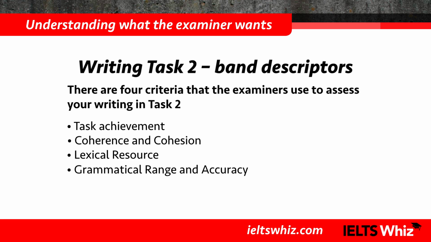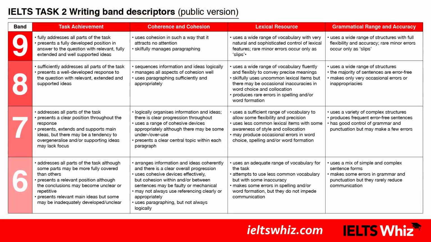These 4 criteria are then broken down further into what are known as band descriptors. The band scores range from 0 to 9. 0 being the lowest score, which means there was no attempt to answer the question or it was completely memorized, and 9 being the highest score. Here's a copy of the Task 2 writing band descriptors, which may look confusing, but we're going to go through them and pick out the main things you need to know and understand.